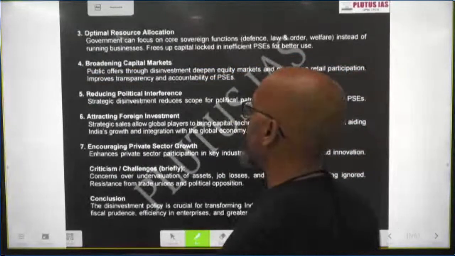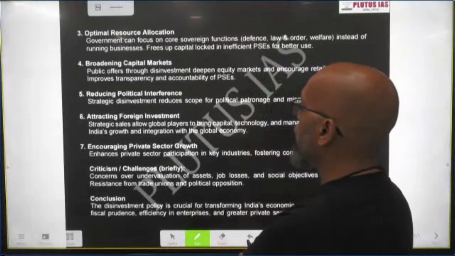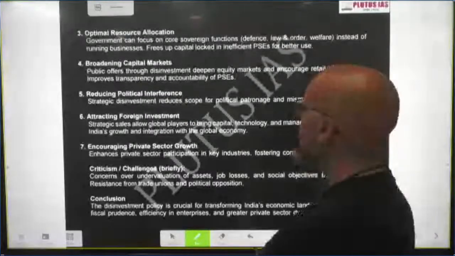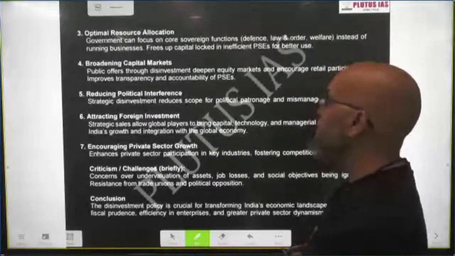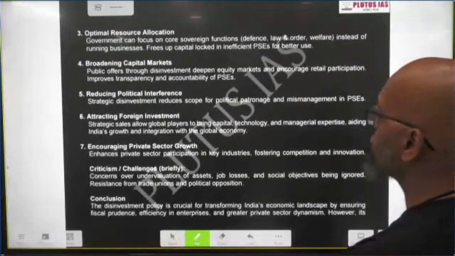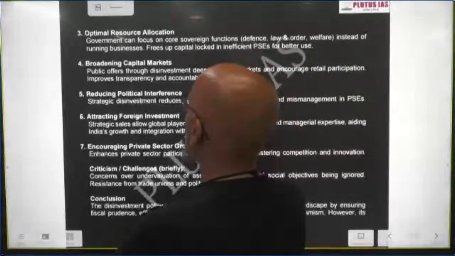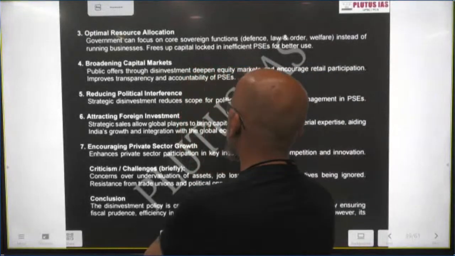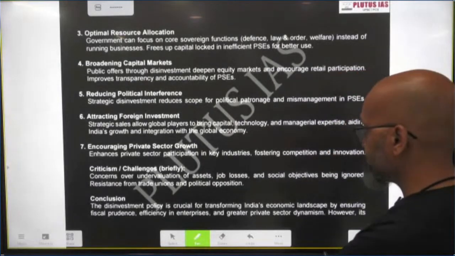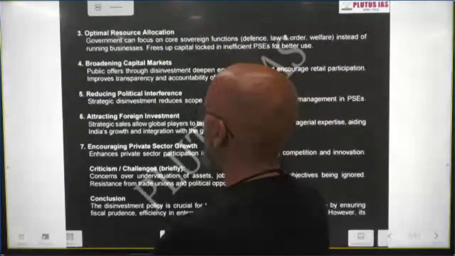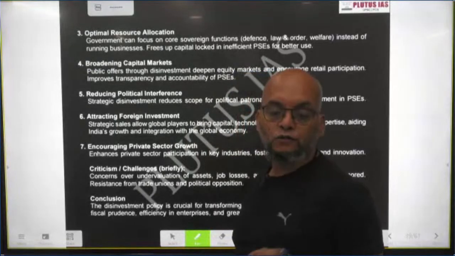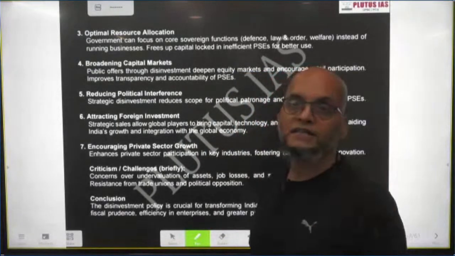Next, optimal resource allocation. Government can focus on core sovereign functions, that is defense, law and order, welfare, instead of running businesses. Free up capital locked in inefficient PSCs for better use. Broadening capital market, public offers through disinvestment deepen equity market and encourage retail participation. Reducing political interference. Because these companies are dominated by political influence, once they go into private hands, all this nonsense can be stopped.